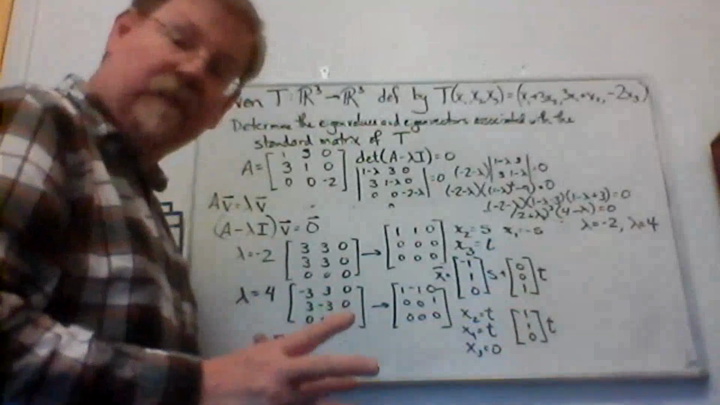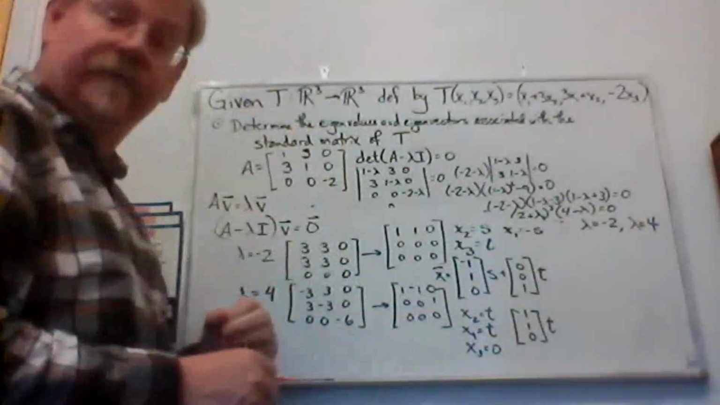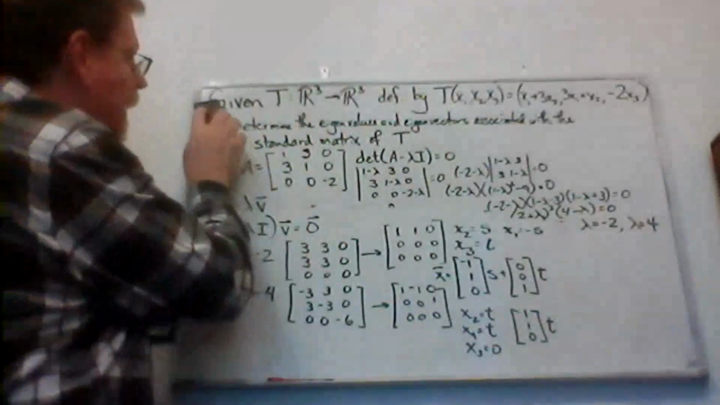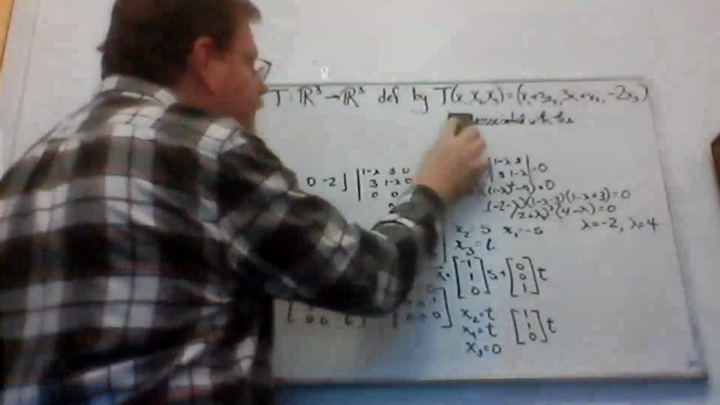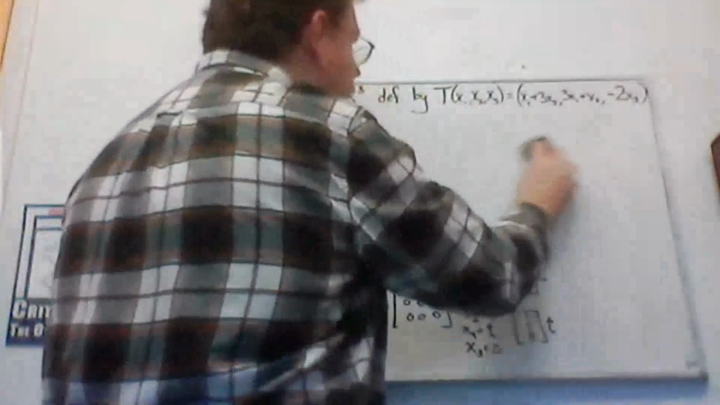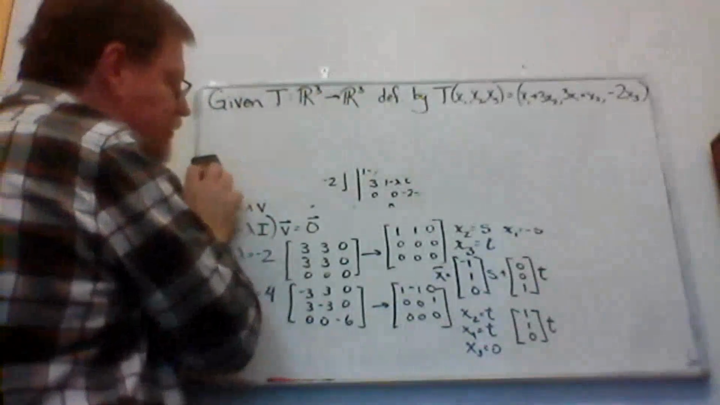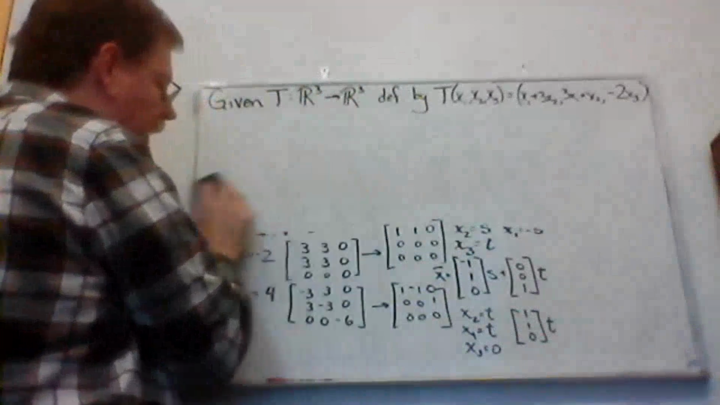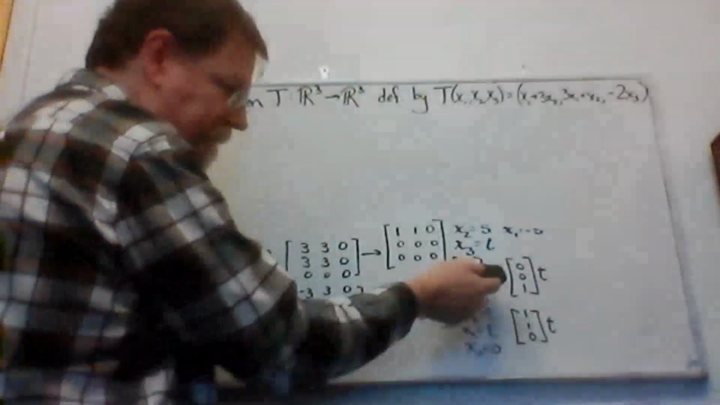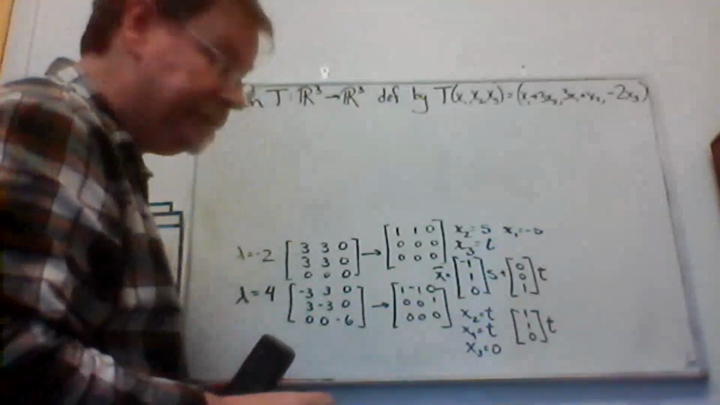They are a linearly independent set, so they do form a basis for R3. And if you recall, the second part of the problem was to write the matrix associated with the linear transformation referencing these eigenvectors as a basis.